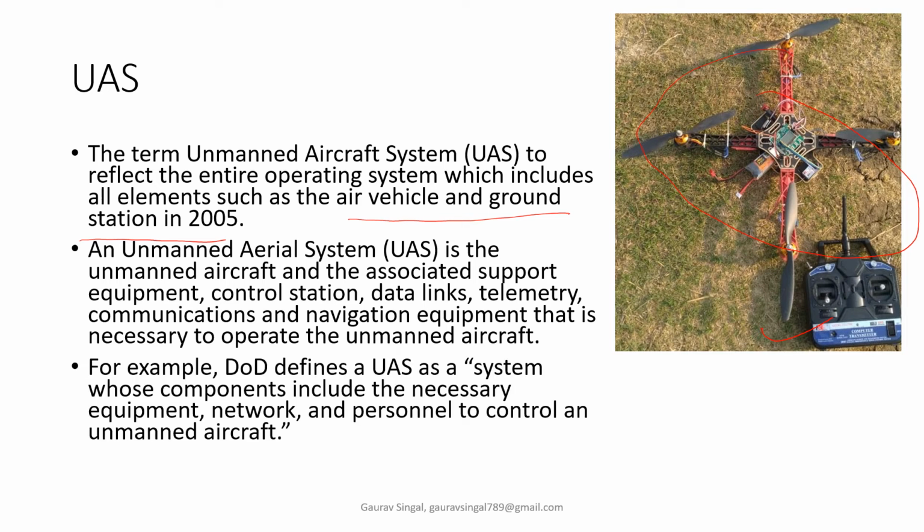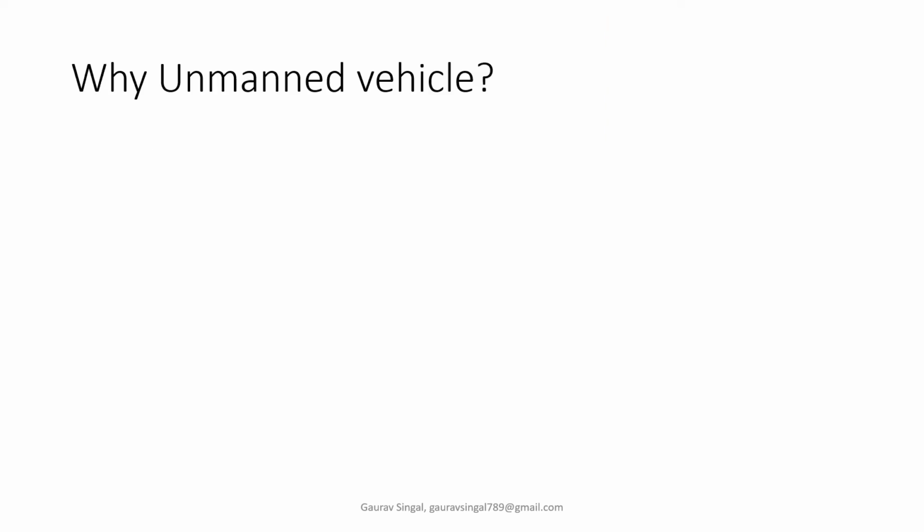It's very simple, they have just given it a new name. UAV is telling about only the vehicle, but UAS is a complete system. For example, DoD defined UAS as a system whose components include the necessary equipment, network, and personnel to control an unmanned aircraft. I hope the difference between UAS and UAV is clear. UAS is a complete system and UAV is only the drone, only the vehicle.